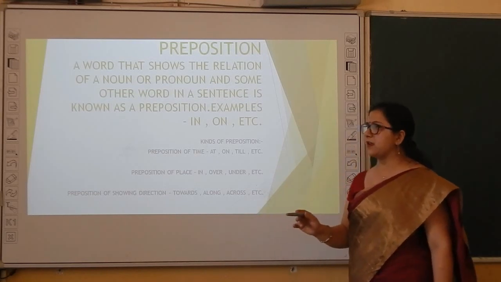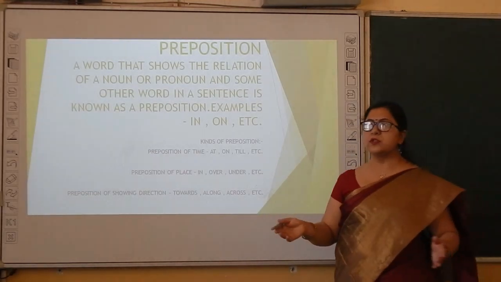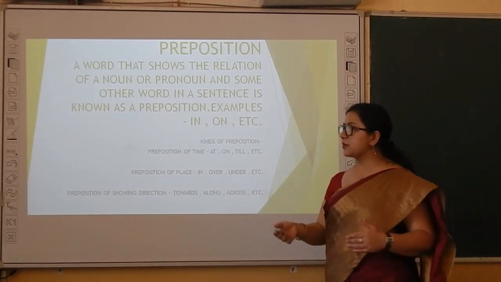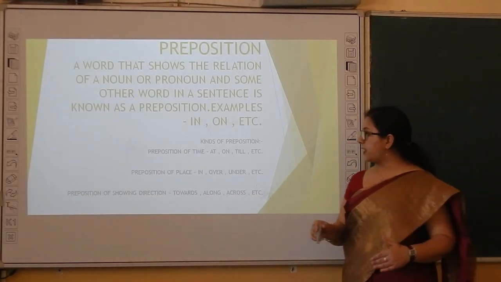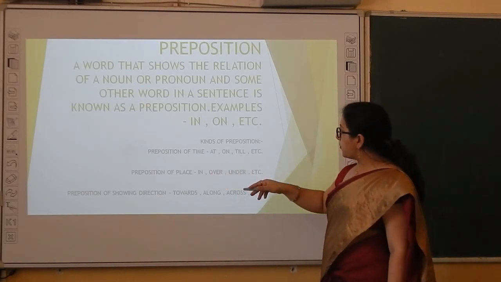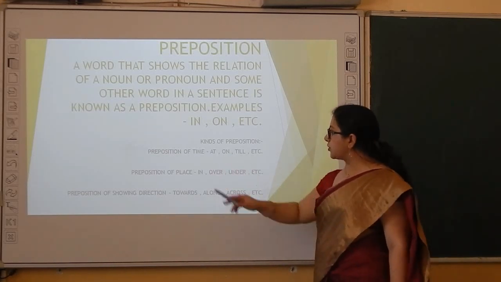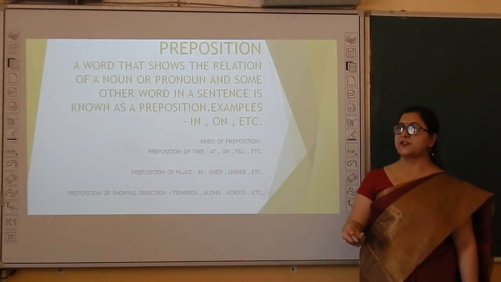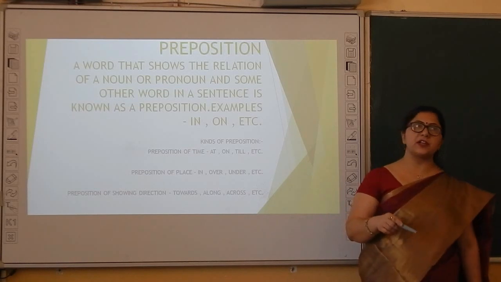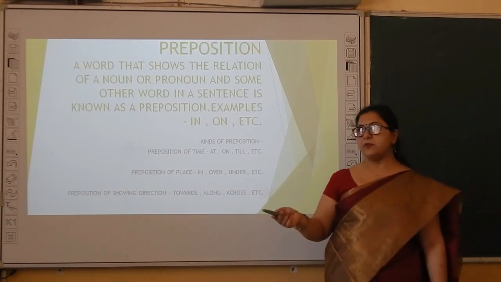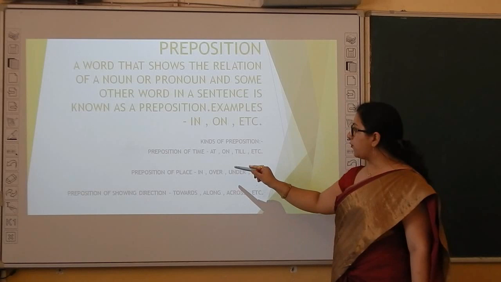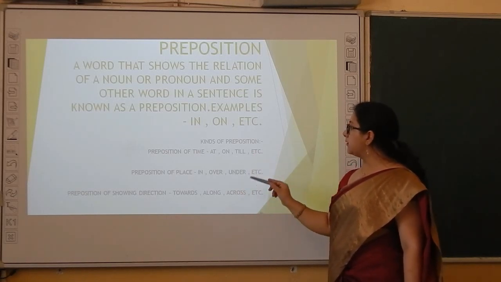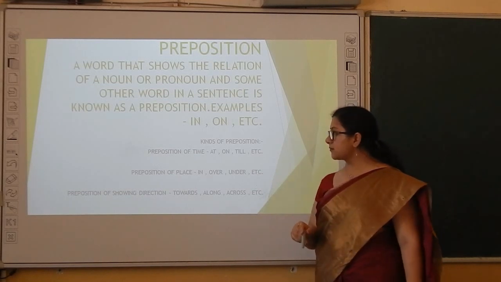Many examples are there, and there are various rules for using these prepositions at the right place. Kinds of preposition, there are 3 kinds of preposition. Preposition of time. Again, it's very clear that the preposition which denotes time comes in the category of preposition of time as at, on, till, etc.